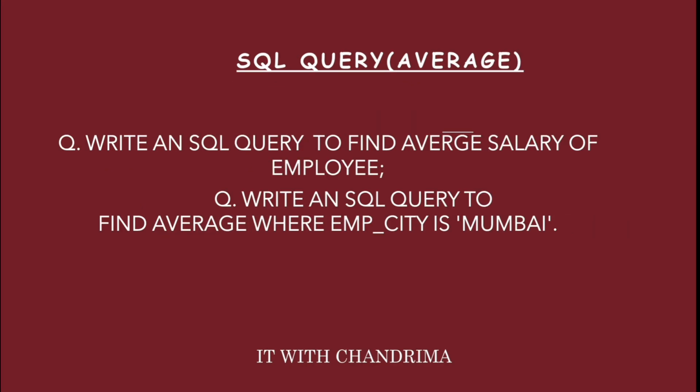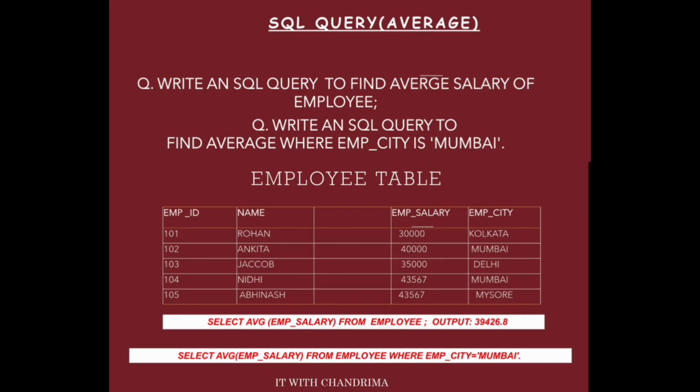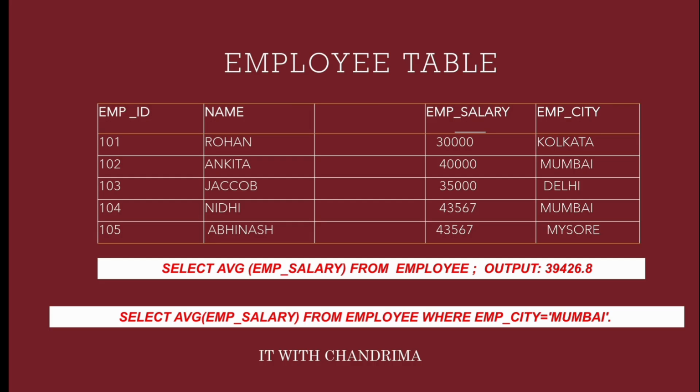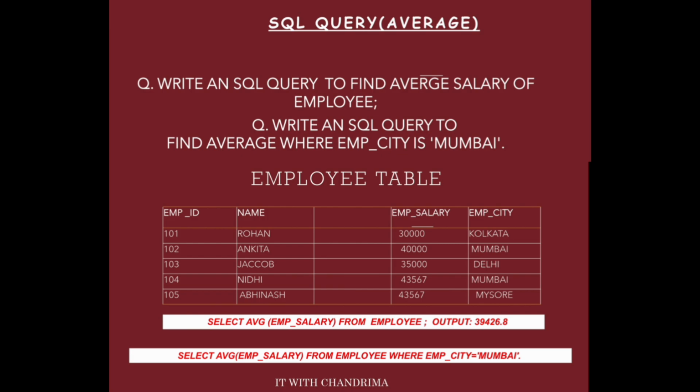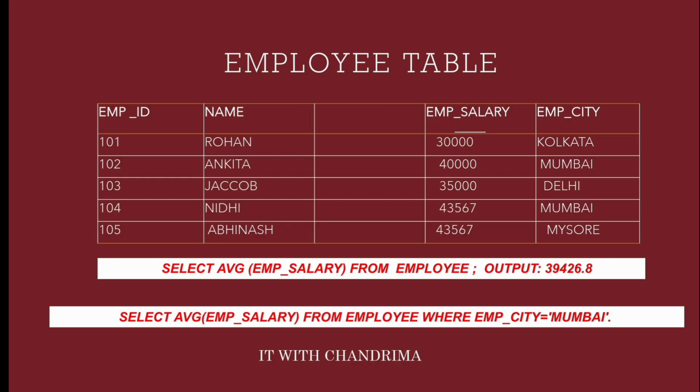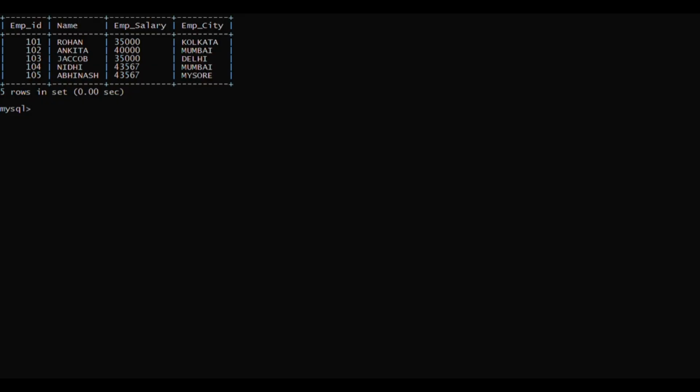Queries for the average function. Question number 1. Write an SQL query to find the average salary of employees. Question number 2. Write an SQL query to find the average where employee city is Mumbai. The answer of the first query is visible on the current slide, that is select AVG(employee salary) from employee. Question number 2 syntax: select AVG(employee salary) from employee where employee city is Mumbai. AVG function is used to find the average from a table.